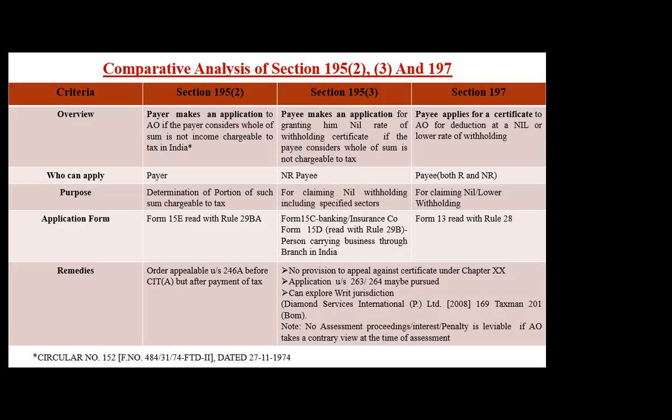Sir, in 195(3) or 197 a certificate is issued, he doesn't give an order at all. There is a difference between a certificate and an order. So for that, it is not available under 246A. In 195(3) and 197, you have no choice except to go to 263, 264 or apply for a jurisdiction.